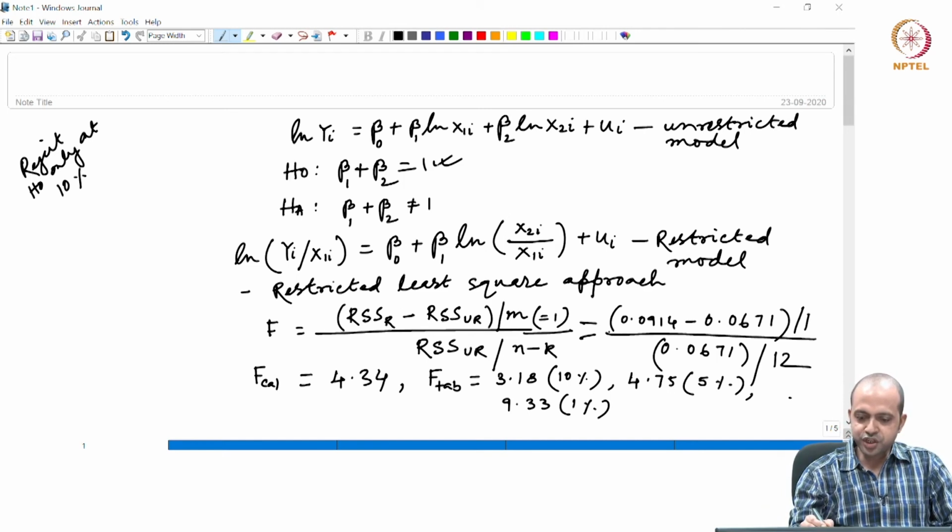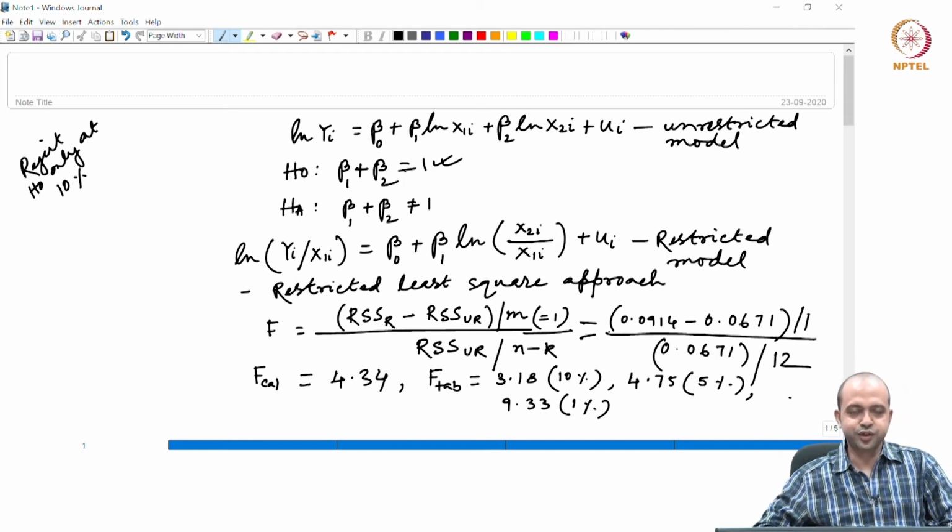And when we do not reject our null, what is my null? Beta 1 plus beta 2 equals to 1. So, that means we come to a conclusion that this production function exhibits constant returns to scale. Okay, constant returns to scale. That is how you have to construct the f statistic and conduct the test manually.